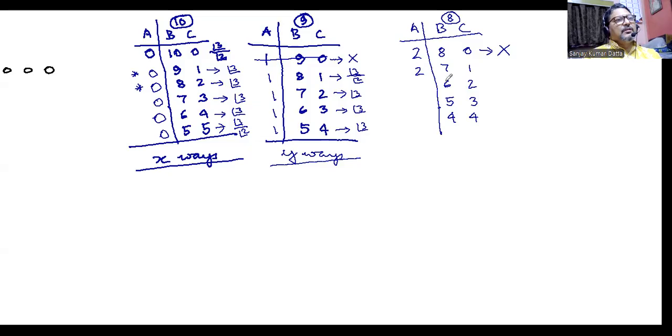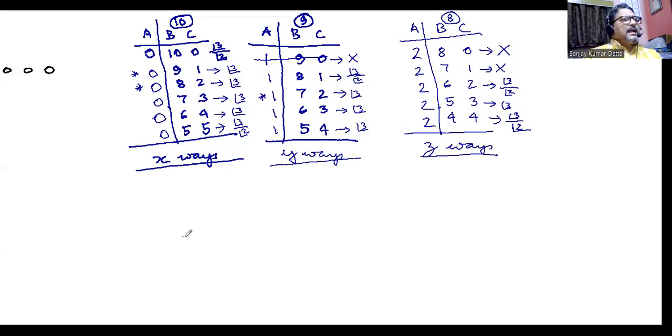Now 2, 7, 1. In how many ways is this possible? This is not possible because 2, 7, 1 has already been covered here. If you notice 1, 7, 2, one arrangement is 2, 7, 1. Okay, so 2, 6, 2 has not been covered, so factorial 3 by factorial 2. 2, 5, 3, factorial 3 ways. 2, 4, 4, factorial 3 by factorial 2. Add these up. The summation will give you the actual number of arrangements. Let us in the meantime assume it to be Z ways.